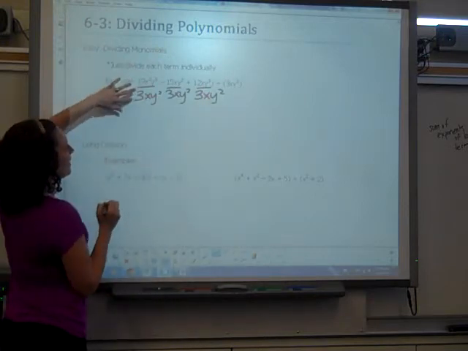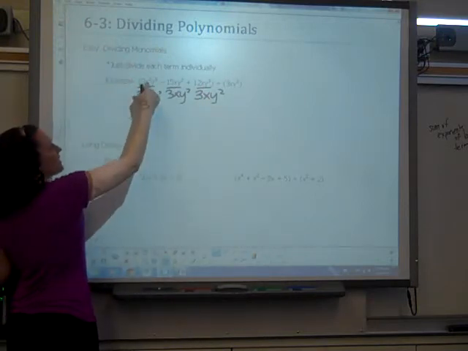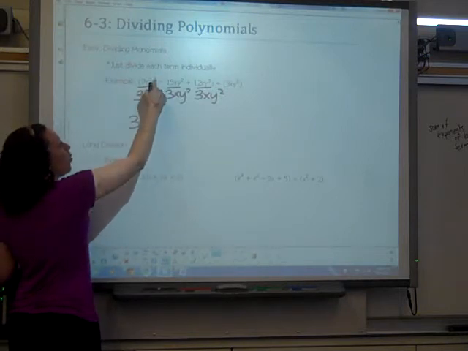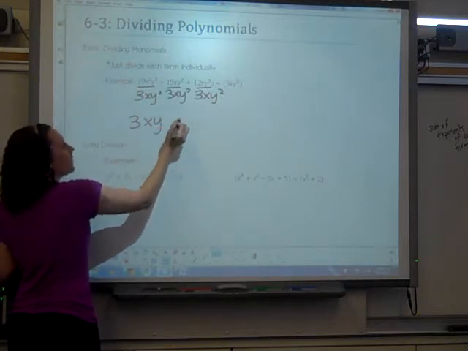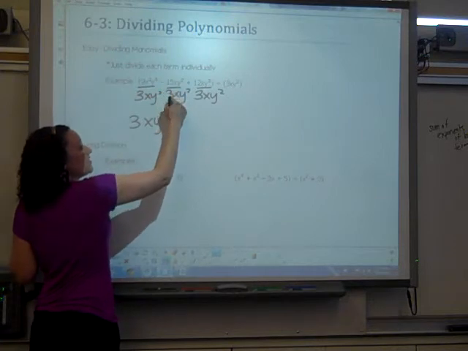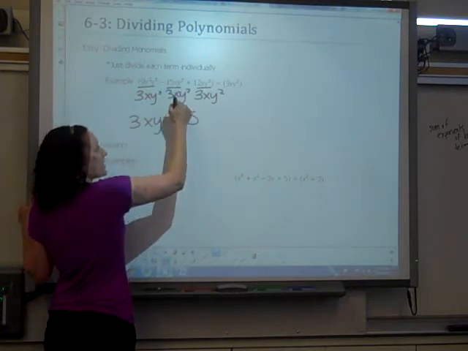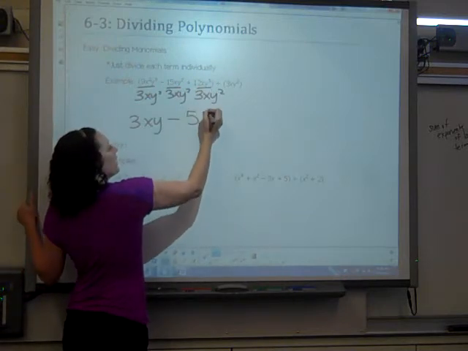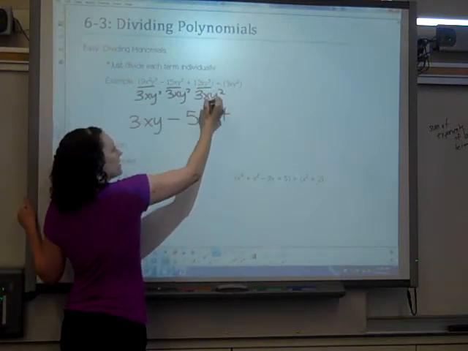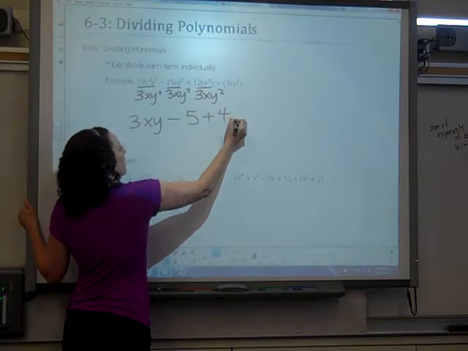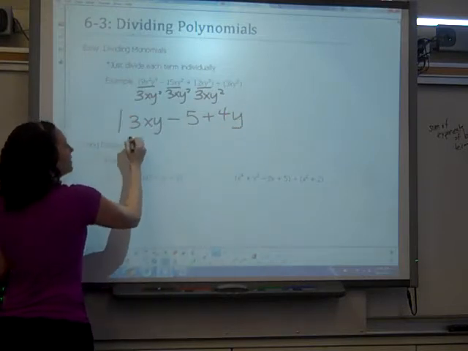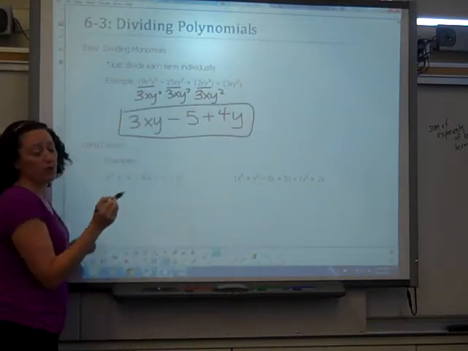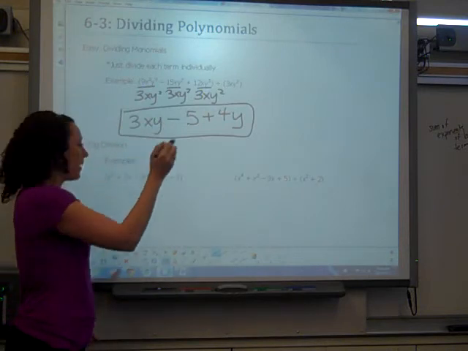So here I have 9 divided by 3, so I'm going to get 3. X squared over x gives me x. Y cubed over y squared gives me y. Minus 15 divided by 3 is 5. X's cancel out. Y's cancel out. Beautiful. 12 divided by 3 is 4. X's cancel out. There's one y left on top. That's all I need to do when I divide by a monomial. Just divide each term by itself.